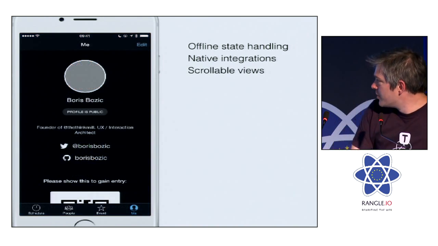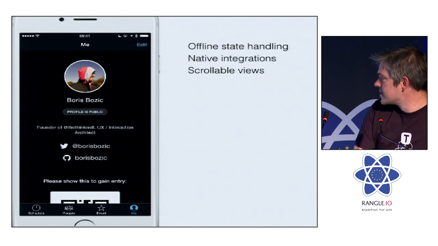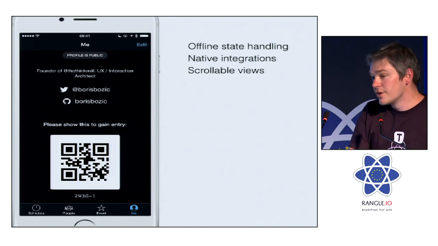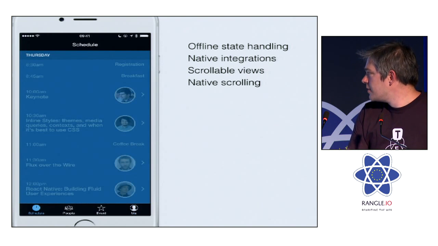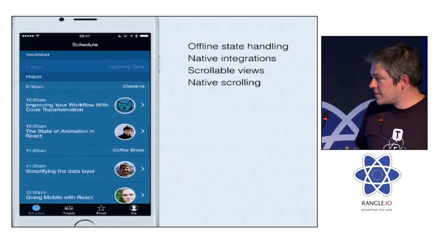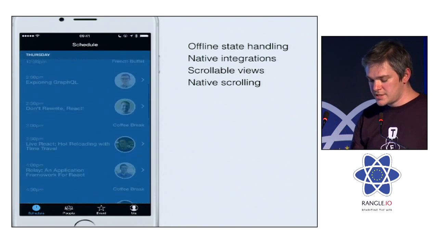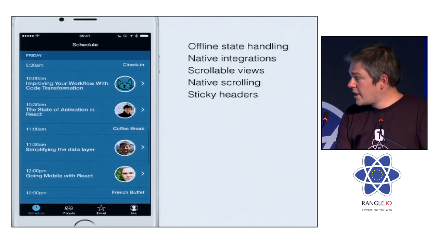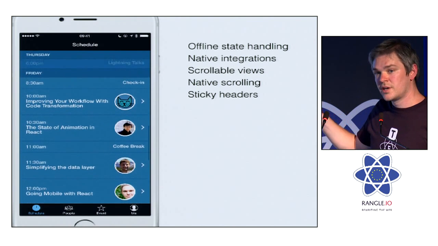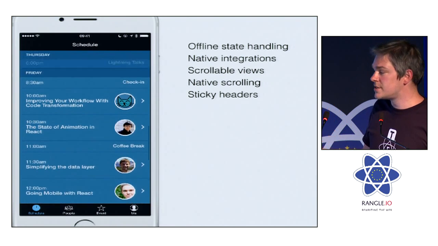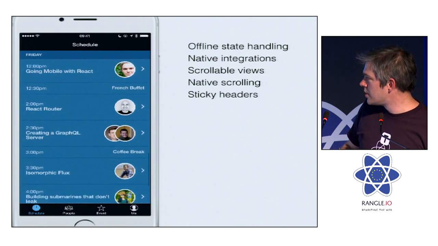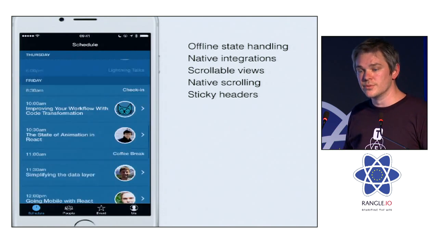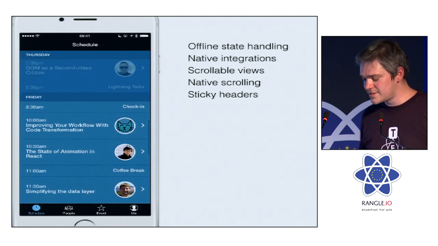Right, we've got native integrations for things like Twitter. We've got these scrollable views that bounce like native views. If we have a look at this main list for the schedule, we have sticky headers for the days. We have this neat little scroll to top thing like a native app, even though it's a nested container. If you tap the top bar, it will just animate you right back up to the top, in the middle of a scroll too, which is kind of fancier than it sounds.